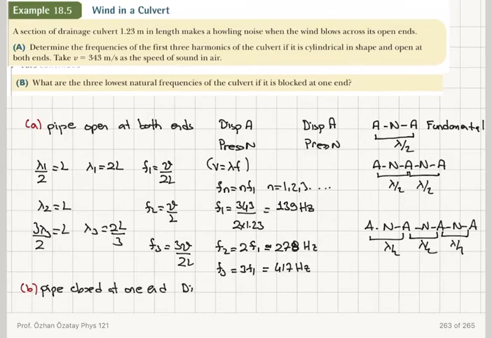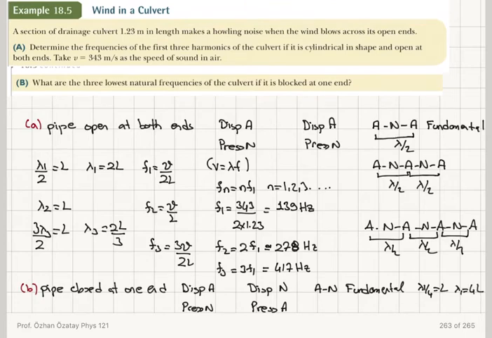Then I have the following condition. It's going to be a displacement antinode in the open end and a displacement node in the closed end, or a pressure node in the open end and a pressure antinode in the closed end, because of the phase difference of pi over 2. So AN is the fundamental, and here I have lambda 1 over 4 is equal to L. Lambda 1 is 4L.